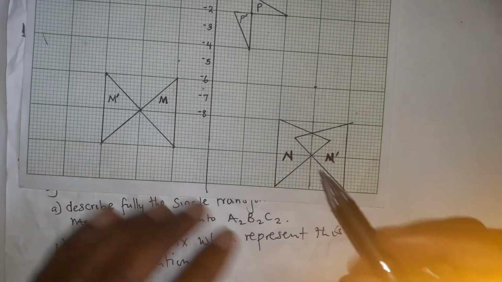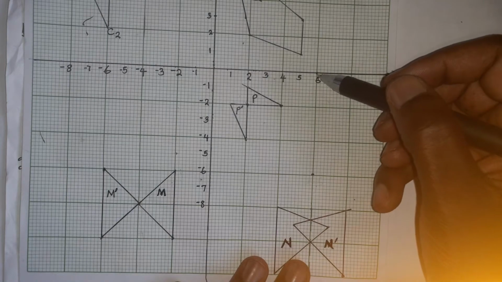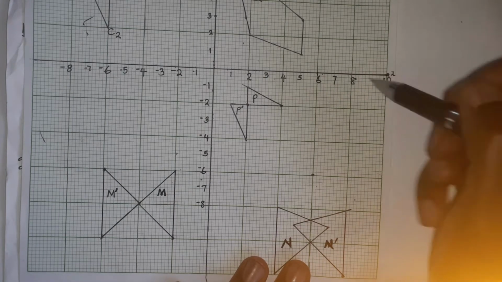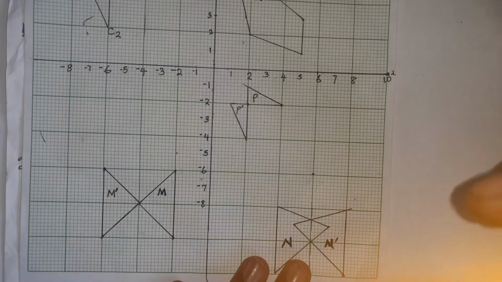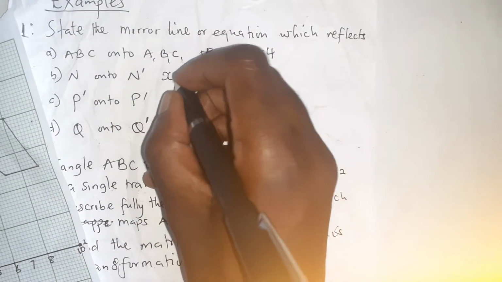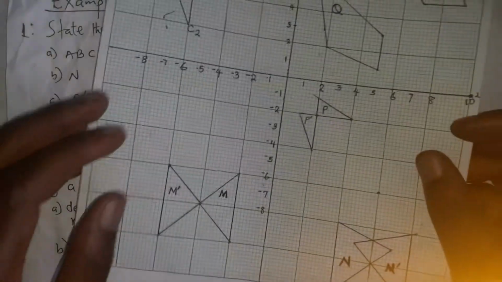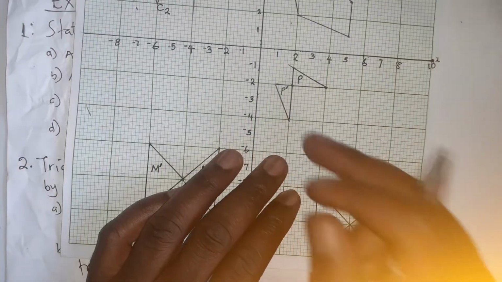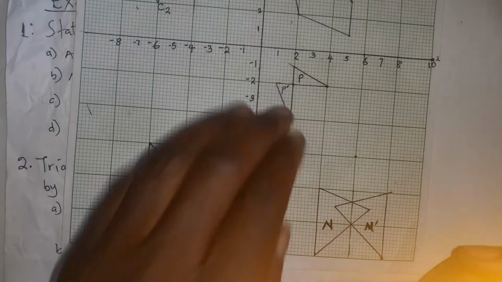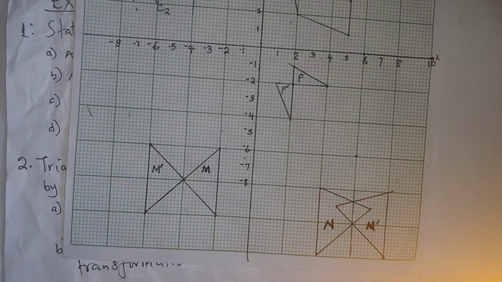So what is it? You follow it, you go with it up here, okay? Where is it coming from? It's coming from the x-axis. What is the coordinate? 6. So the answer here is x is equal to positive 6. That is the mirror line. Then P onto, which is this one here, okay? Now, even in this case, you don't have to suffer.